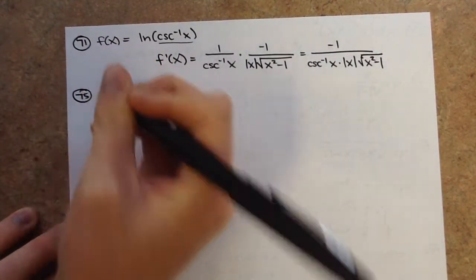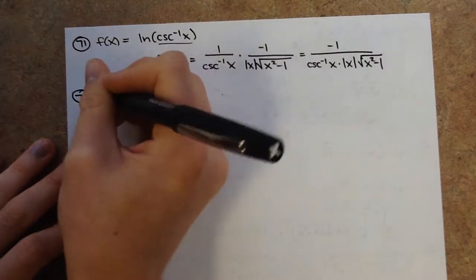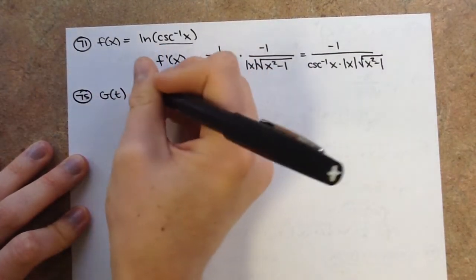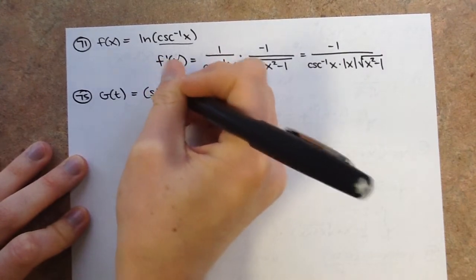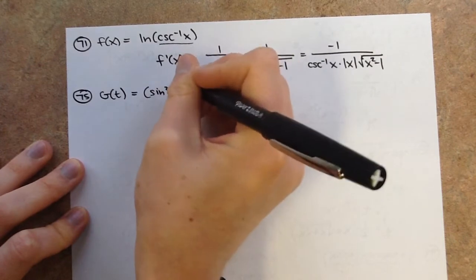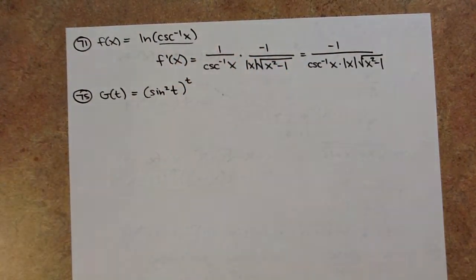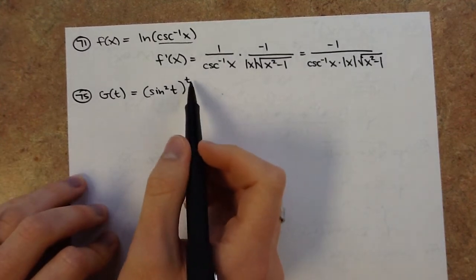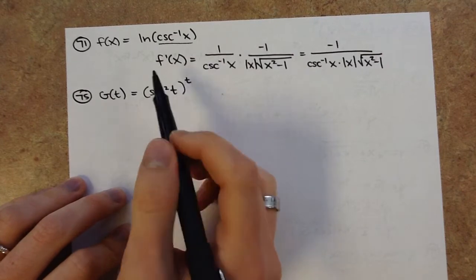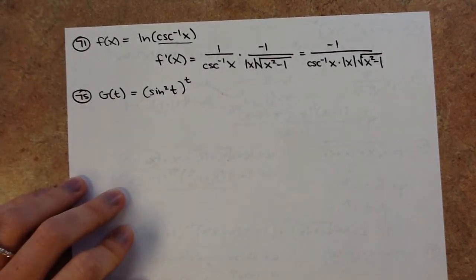All right, 75, the last for this section. We've got g of t equals sine squared of t, is that right, raised to the t. All right, so this one is a little bit sneaky. We've seen some problems like this. Anytime that we have a t as a power like this, and a t as a base, so we have a variable base and a variable power, this is where we brought out the logarithmic differentiation.